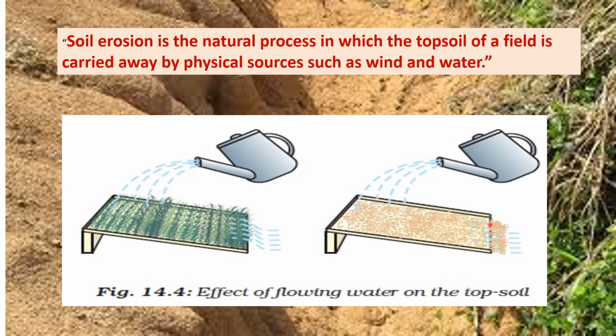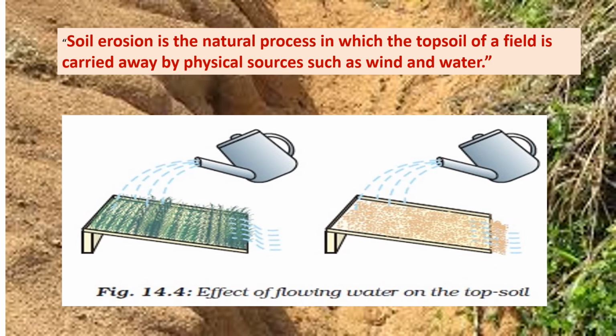Getting? So this is the reason why plants are necessary. Actually, the roots of the plants are tightly packed with the soil and do not allow the soil to wash away. So this is the image given in your textbook, the effect of flowing water on the topsoil. So removal of topsoil is called soil erosion.